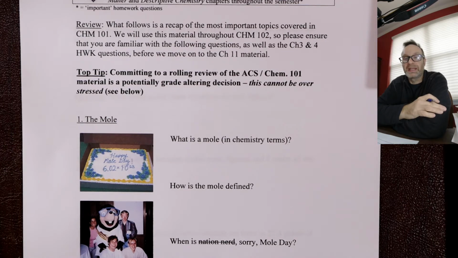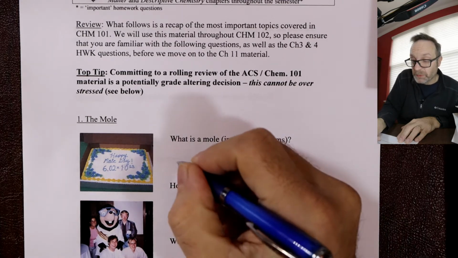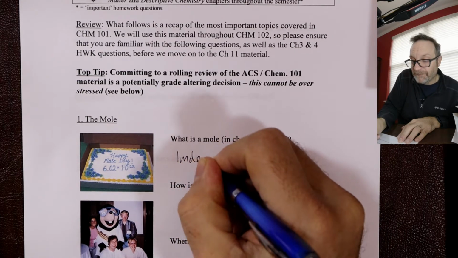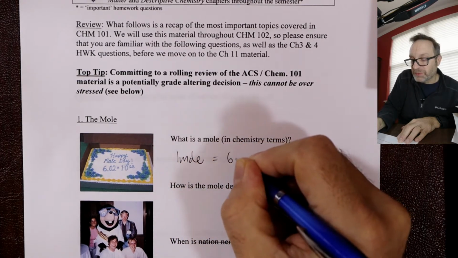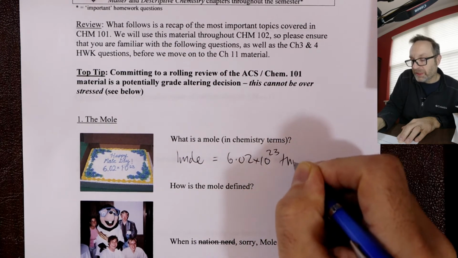So you can count a large number of things more conveniently with a different unit. 12 things is a dozen. A 6 with 23 zeros behind it, that's a reasonable amount of atoms in your hand. That's a mole. So what is a mole? It's a definition, right? 1 mole equals 6.02 times 10 to the 23 things.